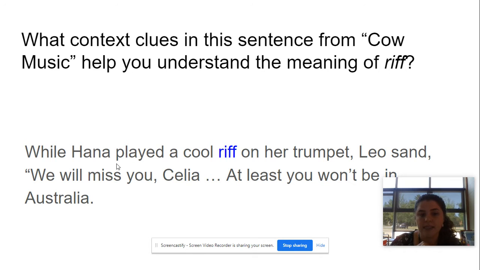So if we look at this sentence pulled from the story, "While Hannah played a cool riff on her trumpet, Leo said, 'We will miss you, Celia. At least you won't be in Australia.'" So looking at the word riff, how can we figure out what that word means? Well, when I look around, I see the word trumpet, and I know trumpet is a musical instrument. And I see the word played, and I know that means she's making music. So I am guessing that the word riff, using those clues, has something to do with a lyric or a music note, some kind of sound coming from her trumpet. So I use context clues to figure out what the word riff meant.